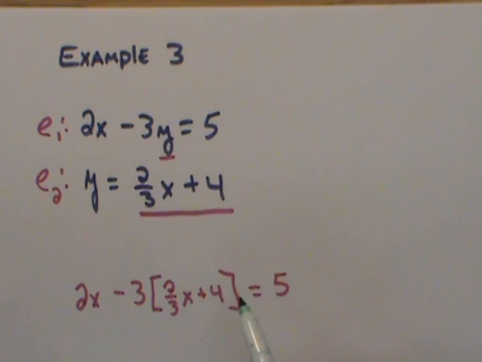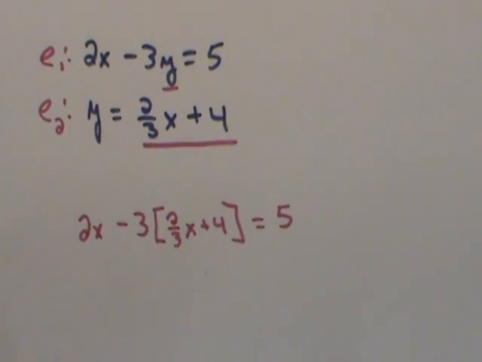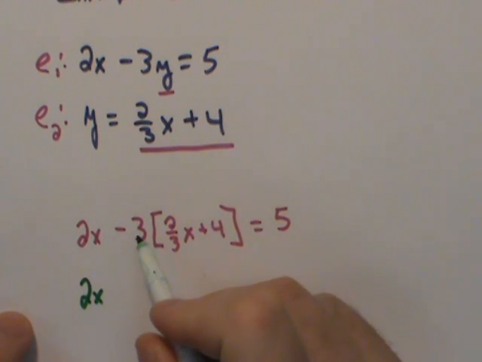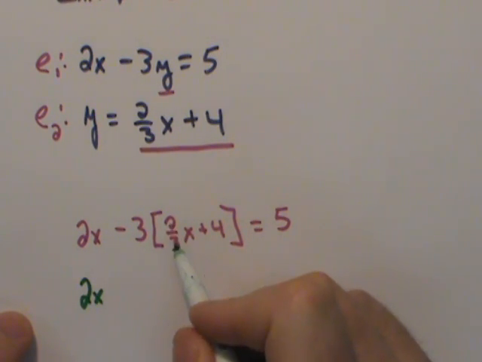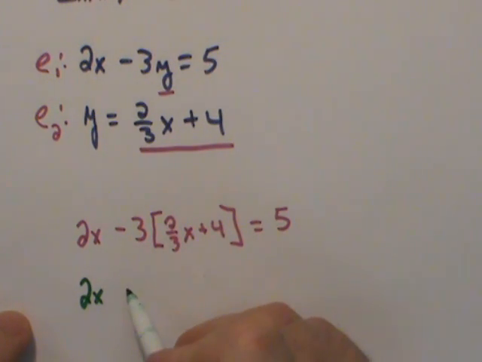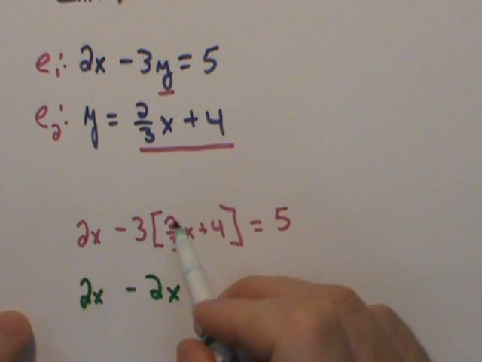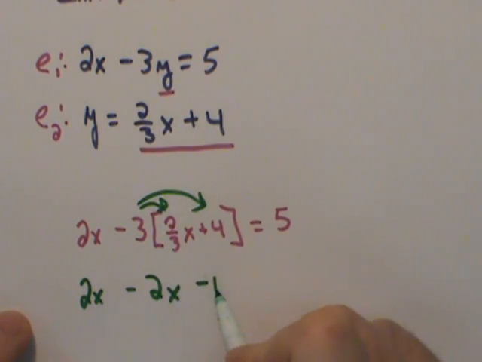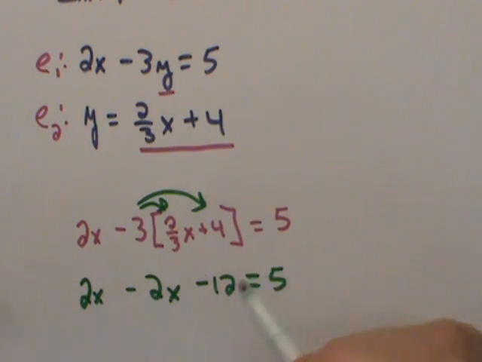You may notice that there's a fraction there. That fraction should not concern us, because if we distribute, these 3's are going to take care of themselves and the fraction will drop out. Now as I solve this, I'll get 2x, negative 3 times 2/3. Negative 3 divided by 3 is negative 1. Negative 1 times 2 is negative 2x, minus 12, because negative 3 times 4 is negative 12, equals 5.